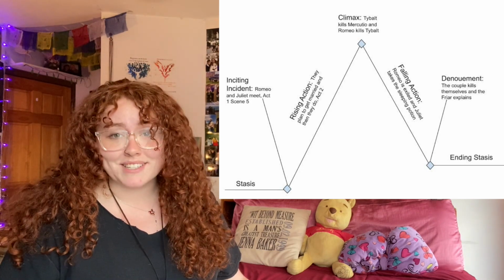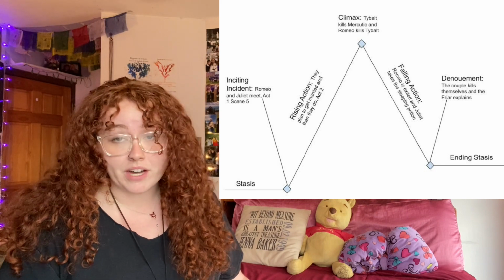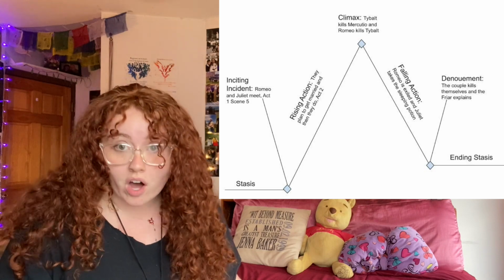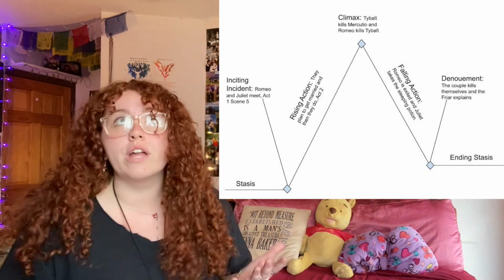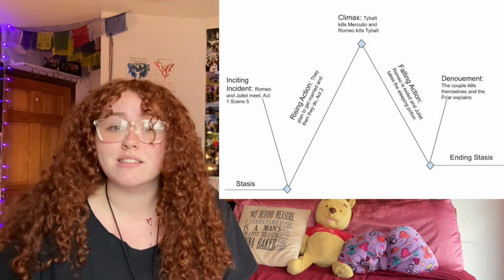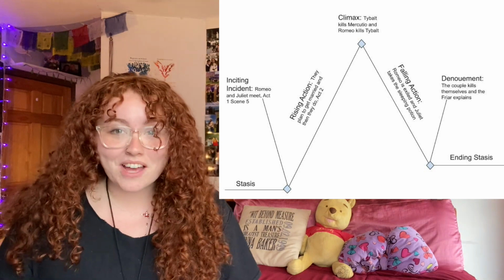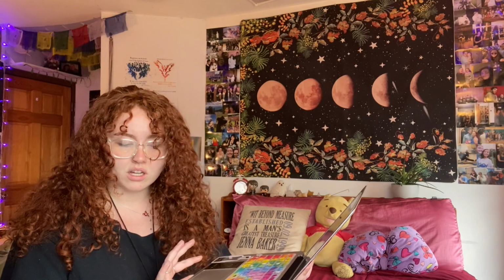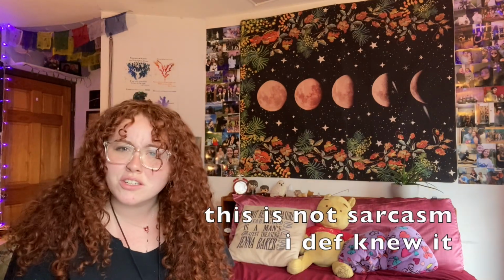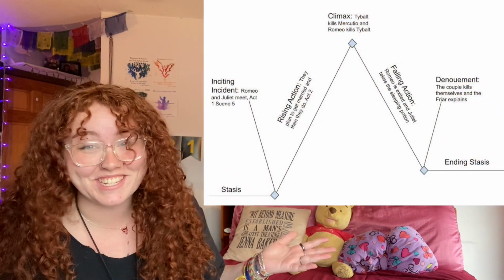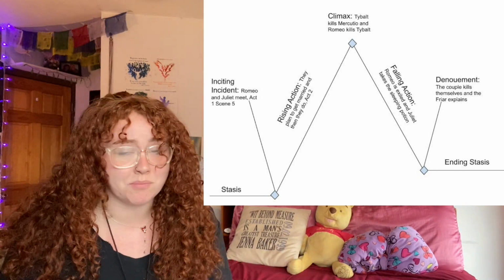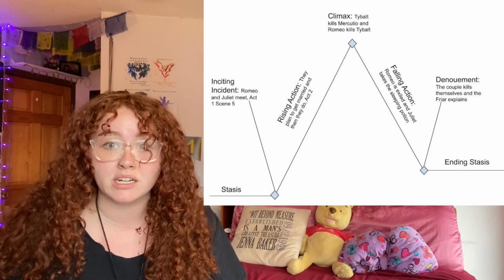The climax is in Act 3, the big fight scene. Act 4 is represented by the falling action, which is the fallout of the climax, when Romeo is exiled and Juliet takes the sleeping potion. And Act 5 is the denouement. I definitely knew that. So Act 5 has the denouement, and that's when the couple kills themselves and Friar Lawrence kind of explains to the family what's been happening underneath their noses.